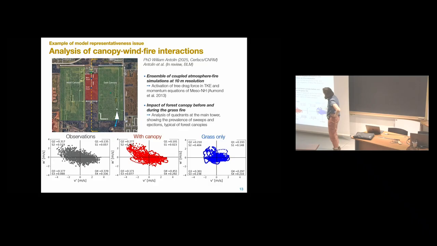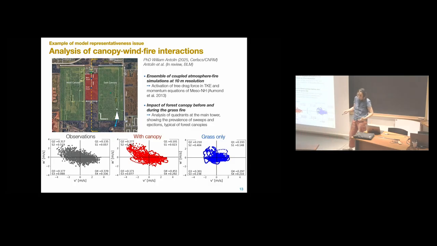So this type of analysis is very interesting to see that when you go to very high resolution, like 10 meter resolution for a field scale experiment, you have an influence of the forest canopy on the wind that is occurring over the grass burn plot. So this is before the fire.